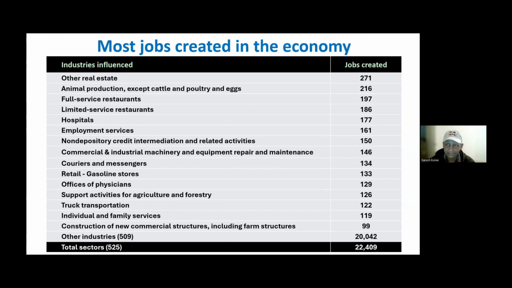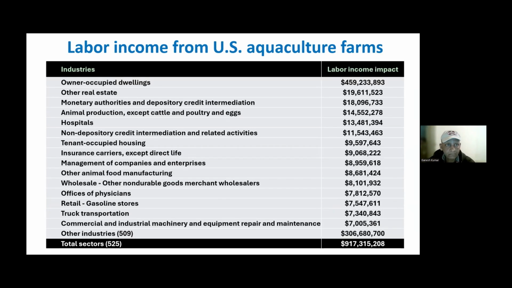Most of the jobs are created broadly across the industry. It's not one particular sector, but the 23,000 jobs are created within the 525 sectors. That means about 96% of the U.S. economy is creating jobs just because of U.S. aquaculture in general. Labor income, as I said, is employee compensation and proprietary income together, right? The profit as well as the portion going to the laborers put together. That's a very big number, close to $1 billion in impact in general. Most of that is going into the housing and real estate sector in the economy.